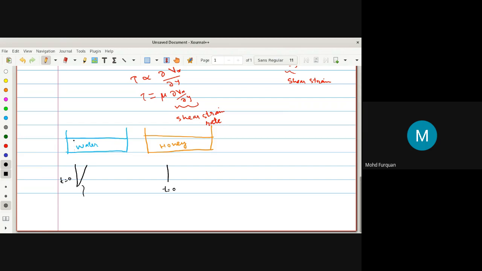So this is t equal to 1. Now if you measure the same thing, you apply the same force F, the same force. What will happen for honey? Can anybody guess how it will look?